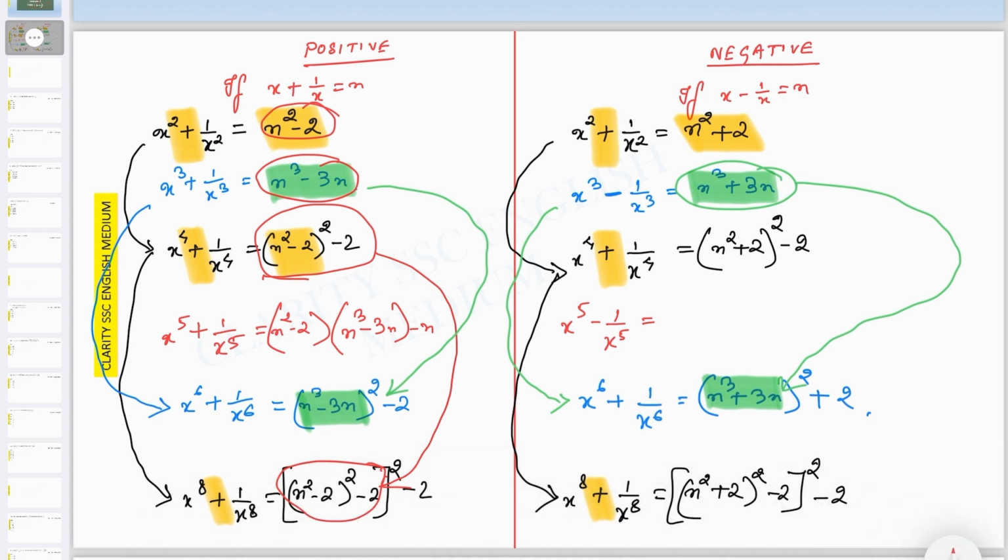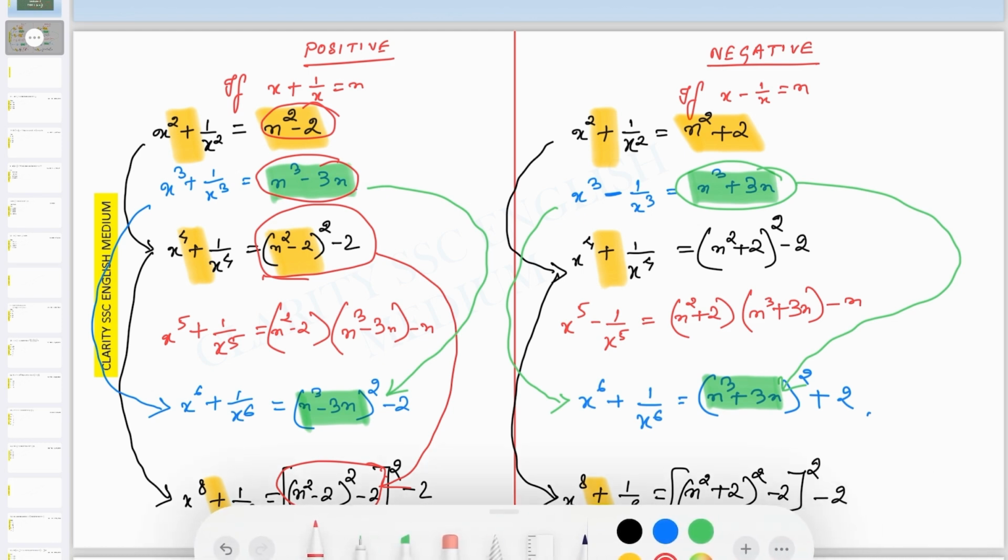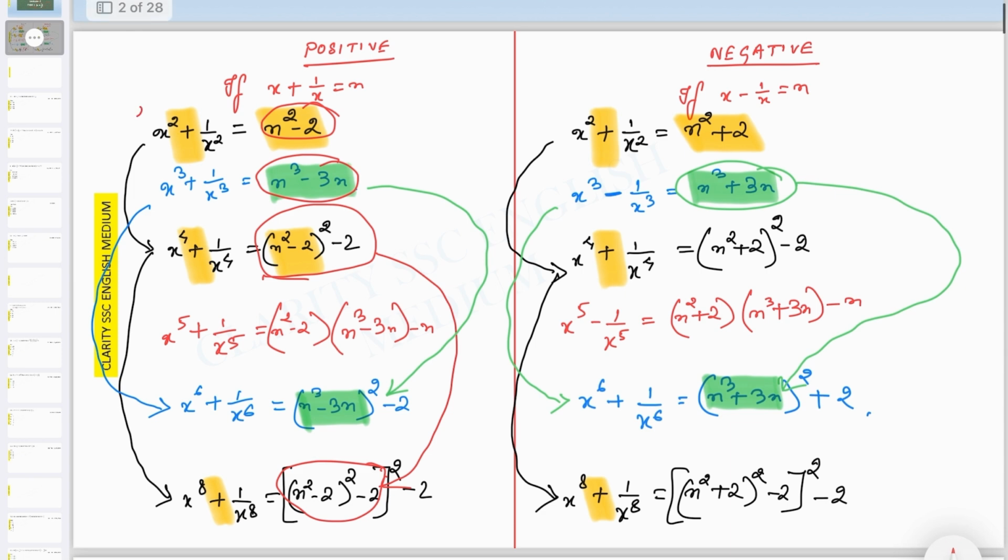The product of the square and the cube: what is square? n square plus 2. N cube is n cube plus 3n, minus n. These are the compact formulas to understand this topic. And to know this, first you need to know these two, the square and the cube. The rest are deductions. I already told you that we need to know the square and the cube. What is square? Square is nothing but n square minus 2, and the cube is n cube minus 3n.